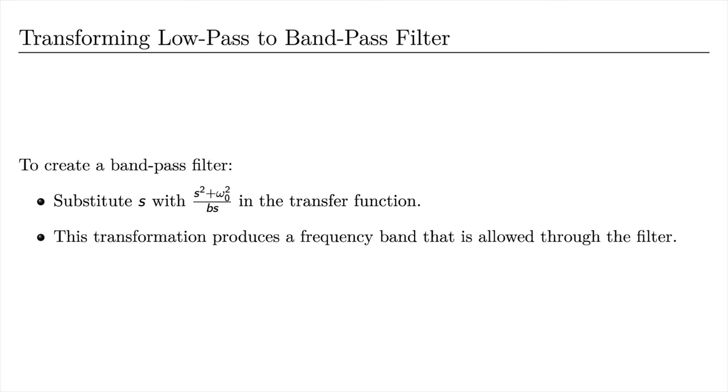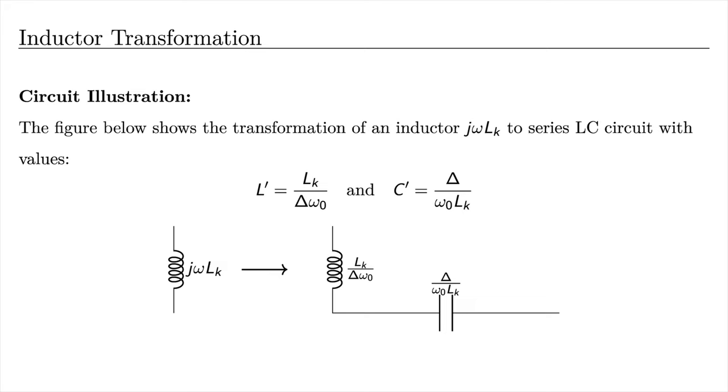To create a bandpass filter, we substitute S with (S² + ω₀²)/(B·S) in the transfer function. This produces a specific frequency band that the filter allows to pass. An inductor jωL_k can be transformed into a series LC circuit with values L' equals L_k over Δω₀, and C' equals Δ over ω₀ times L_k. This transformation allows for specific control of frequency response in bandpass filters.